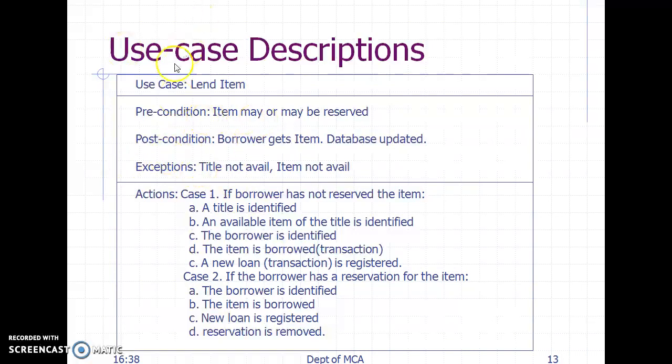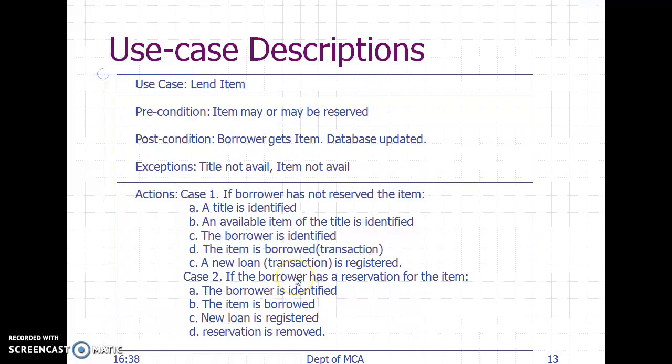Coming to the preconditions, items may or may not be reserved. Coming to the postconditions, the borrower gets the items, and the database may be updated. And coming to the exceptions, the title may not be available, or the item is not available in our database. So consider the actions for case 1, if the borrower has not reserved the items: a title is identified, an available item of the title is available, the borrower is identified, the item is borrowed, the transaction is done on a particular item, and a new loan transaction is registered.